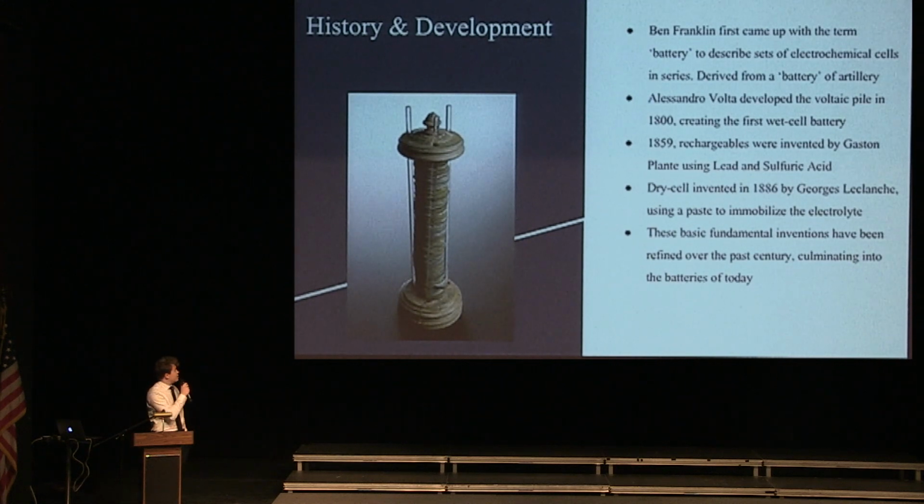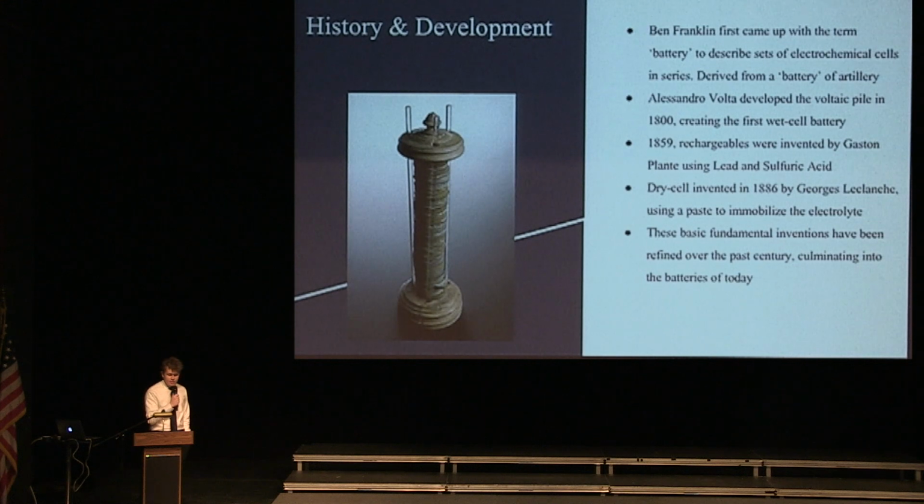So, history and development of the chemical battery. The term battery was first used by Benjamin Franklin in 1749. It was originally used to describe a set of artillery pieces in series, but he used it to describe a set of electrochemical cells in series, and that's how we have the word battery. In 1800, Alessandro Volta created the world's first voltaic pile, which was an early wet cell battery. It used zinc, copper, and salt water. I actually have a video later of me recreating the voltaic pile, which we'll see in a little bit.